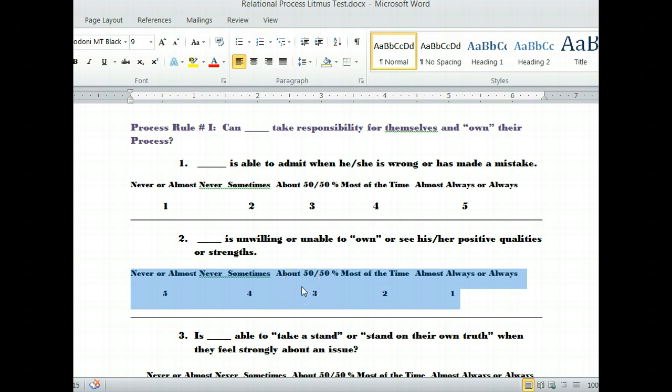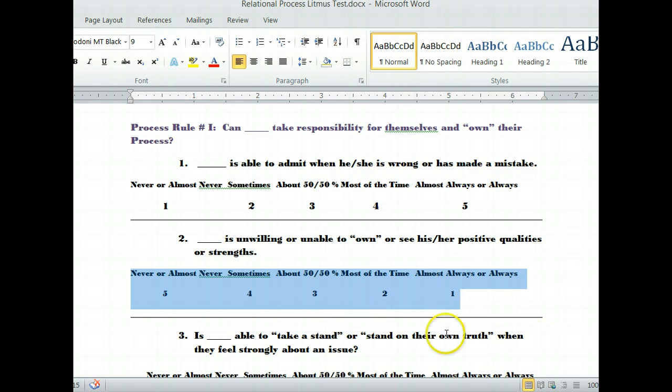Second question. Now this is a reverse question. Angie is unwilling or unable to own or see her positive qualities or strengths. And so let's say I think, yeah, sometimes she has some difficulty. So I give her a 4 instead. Sometimes she's unwilling or unable to see her difficulties or positive strengths. And let's say, so I circle that in blue. And so then I put in Chris. Chris is unwilling or unable to own or see his positive qualities or strengths. I'll say, yeah, sometimes. So I'll put a 4. So there'll be 2 circles on 4, a red one and a blue one. I'm the red one and she's the blue one.